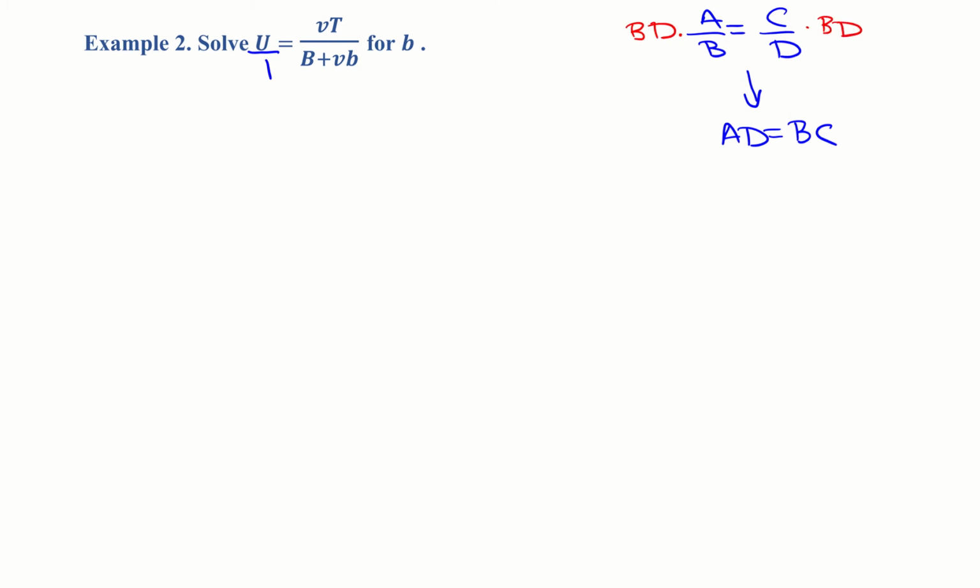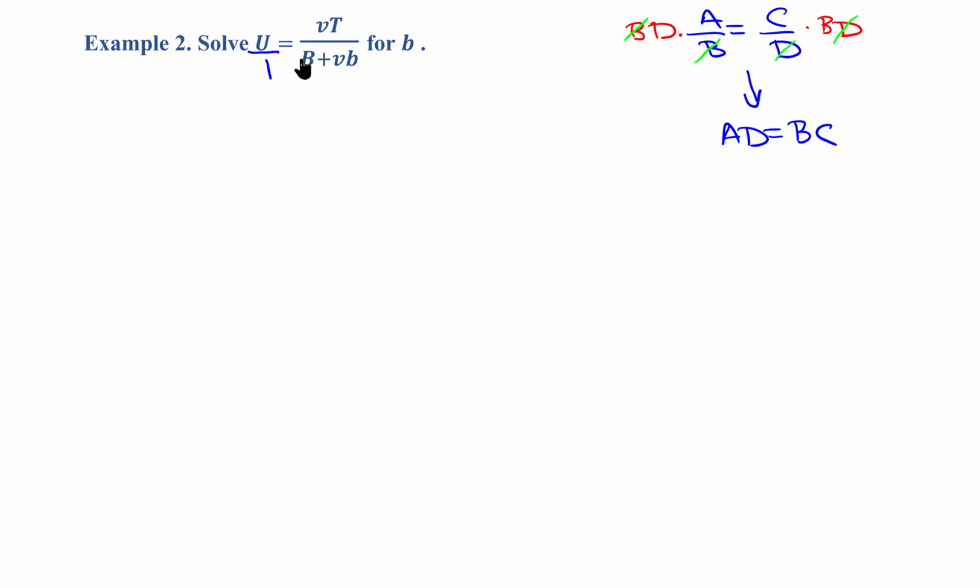Watch what happens. B cancels B. D cancels D. So you get AD equals BC. The order of operation doesn't matter because it's multiplication. You can write CB or BC. So we usually just write AD equals BC. So this makes proportions very easy to work with. So you never want to miss one.